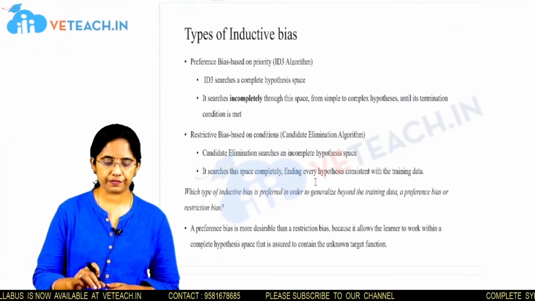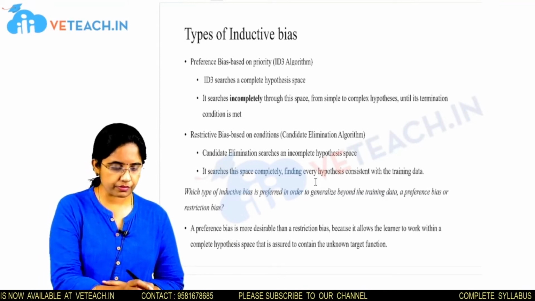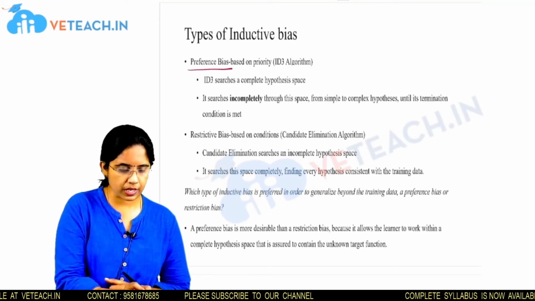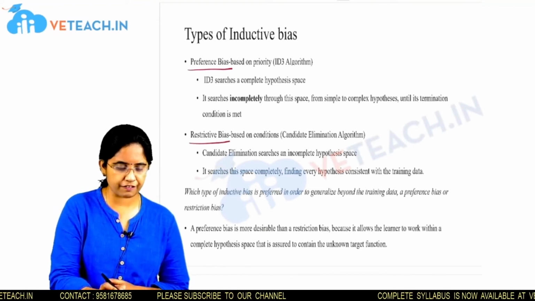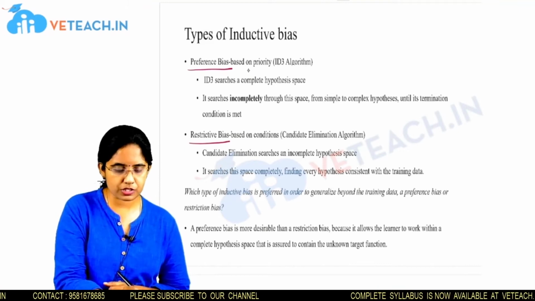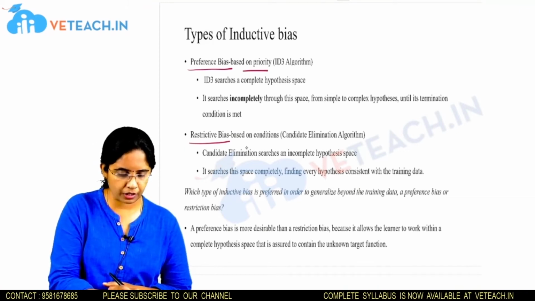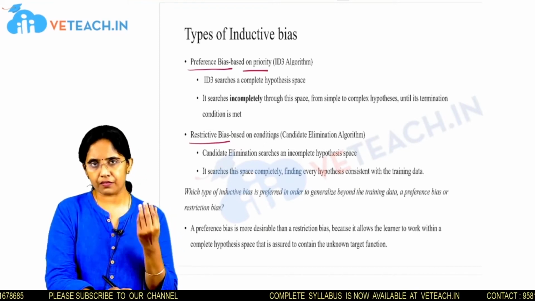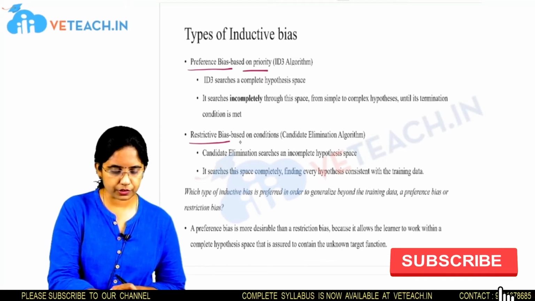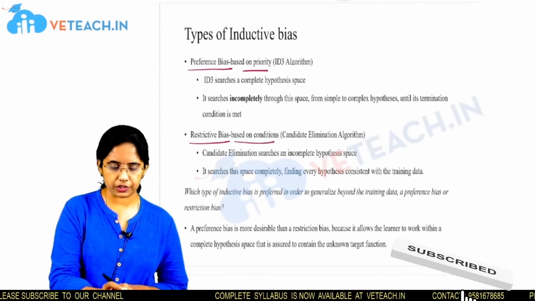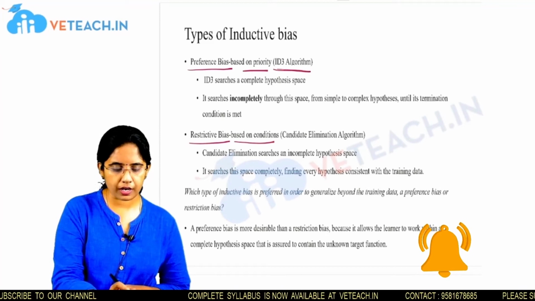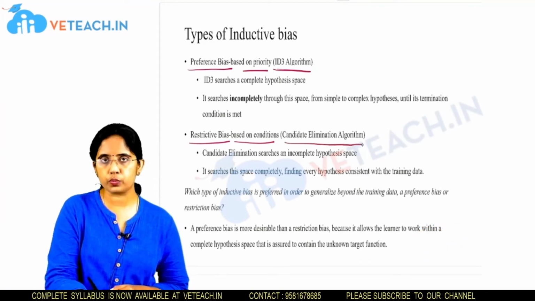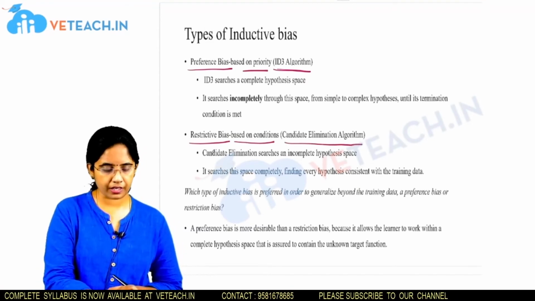So now talking about the different types of inductive bias we have. The two types of inductive bias that we come across in ID3 processes are preference bias and restrictive bias. Preference bias is based on preference, or we can call it a priority here. Restrictive bias, restriction means some condition. We put some condition and then we perform the process to generate a model. So restrictive bias will be based on some condition. ID3 is the algorithm which will be using this preference bias, and the candidate elimination algorithm which we studied in concept learning will come under restrictive bias.